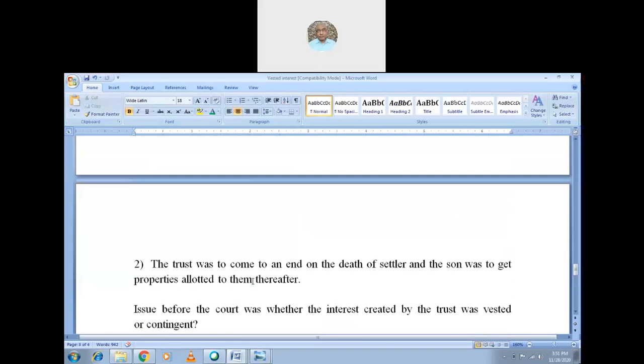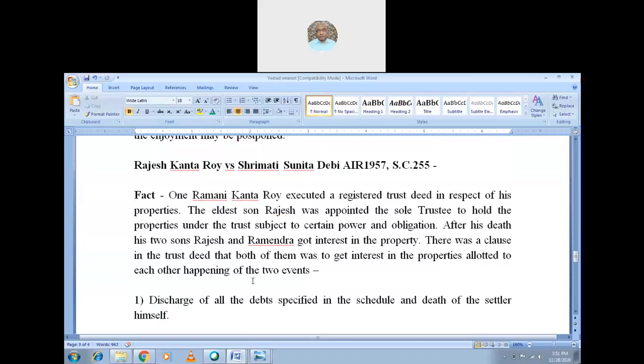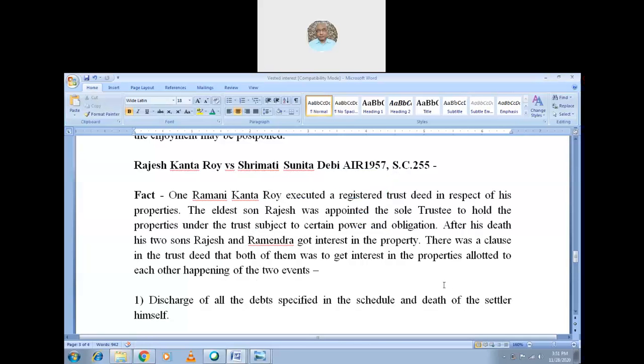Any other questions that you would like to ask me regarding the vested interest, then I can make it clear. If not, we will see what the contingent interest is, because we still have nine minutes in hand, as I started at 3:15. I will end exactly at 4 o'clock. Yes, any doubt? Before I plug it, you can ask me if you have any doubt so that I could clear it.